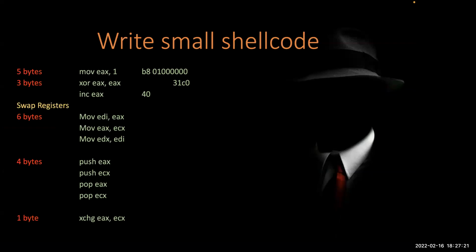When it comes to shellcode development, something to be aware of is how to write small shellcode. You don't need to use unnecessary bytes when you can avoid it. This is an example of some of the instructions and the equivalent size in bytes: mov eax, 1 is 5 bytes, versus 3 bytes for xor eax, eax and then inc eax. Same thing for swapping registers: one way is 6 bytes, versus 2 pushes and 2 pops is 4 bytes, and xchg is only 1 byte.